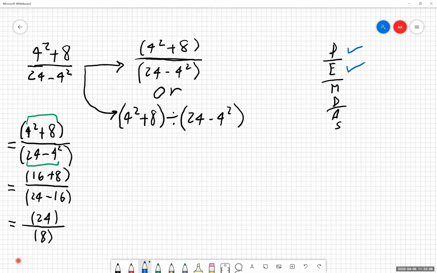Multiplication or division, I have 24 being divided by 8. So I'm going to do that division, and that's going to give me 3. So I'm done with multiplication or division. I don't have any addition subtraction going on, so I'm done. The final answer of 3. Okay. And that's how we have our final answer there.